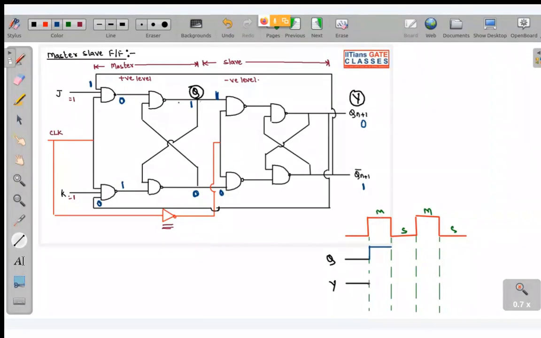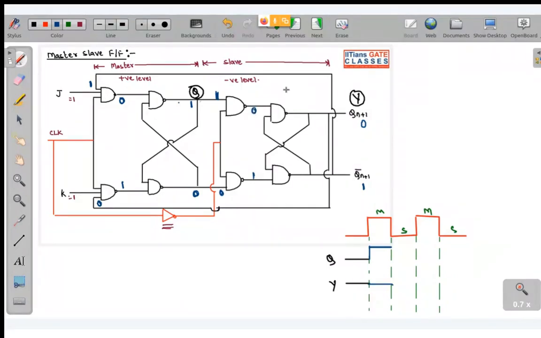So initially I have started with 0. It will remain at 0 up till this point, and this will be 1. Okay, this will be 1. Now look what happens in this particular time when we hit the negative level. So at this particular moment, this is 1, this is 0. If this is 0, this becomes 1 and this becomes 0.